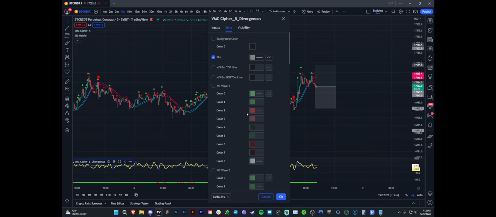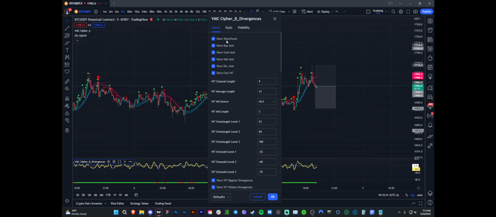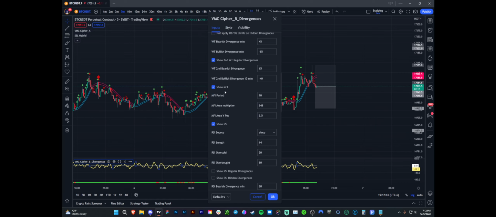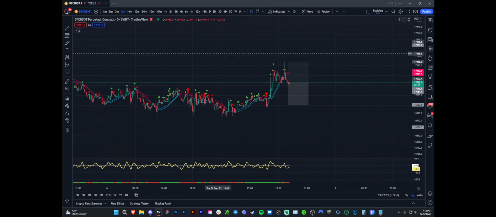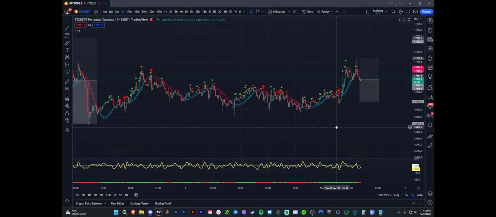So once all that's off, we're lastly going to want to go to inputs. Go down to the MFI period right down here and change it from 70 to 21. And then, okay, leave everything else the same. And then, boom, now we're good to go. So now let's get actually into the strategy.